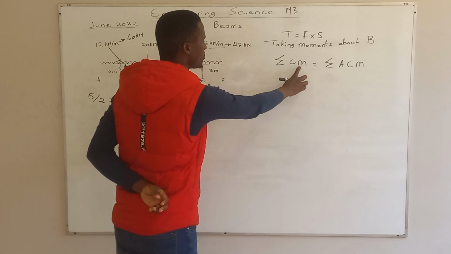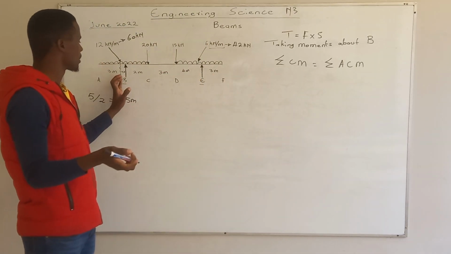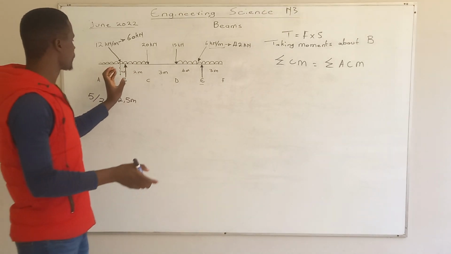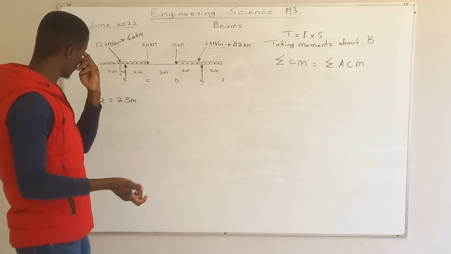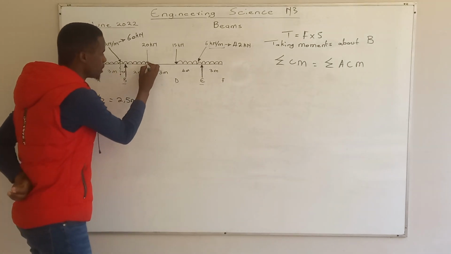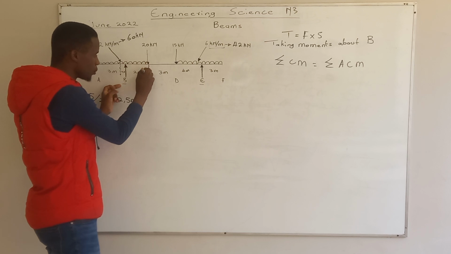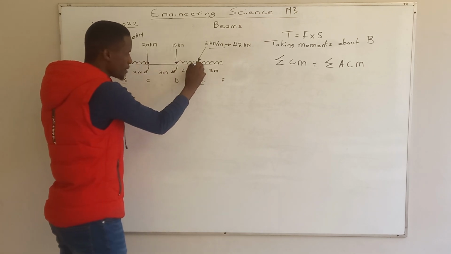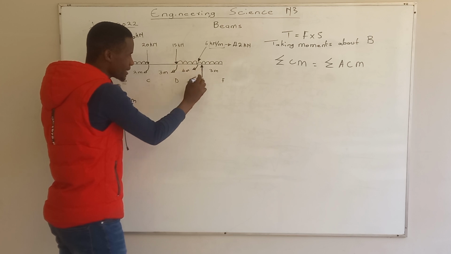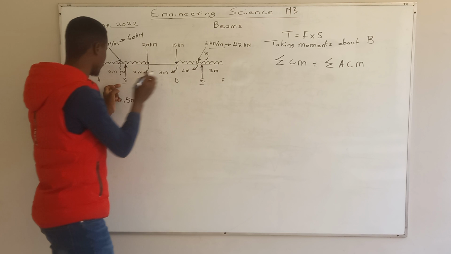If we're taking moments about B, we're going to check the forces that are going in the clockwise motion. Already, I gave you an example on how to determine the direction. Now, there's another method. If this is the beam and this is the fulcrum, this one will be going in this direction. This one in this direction. This one also will be going in this direction. But this one will be going in this direction.